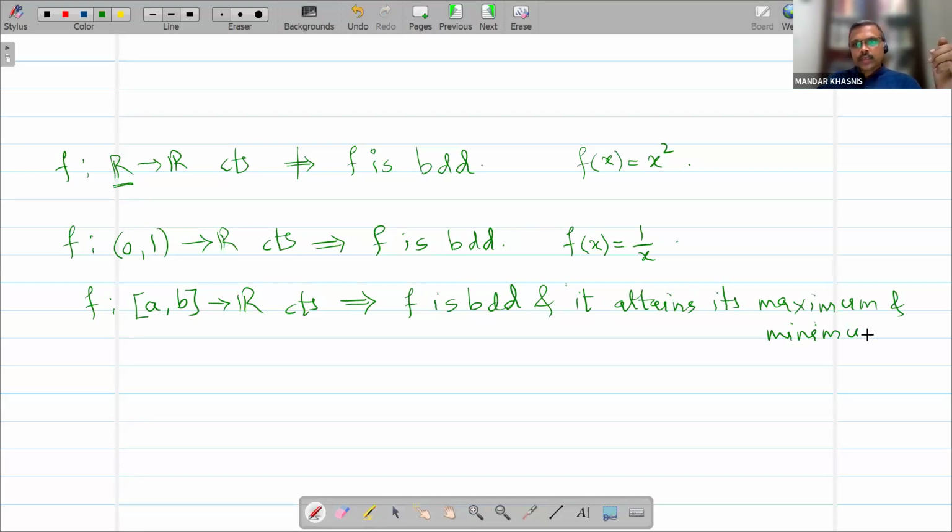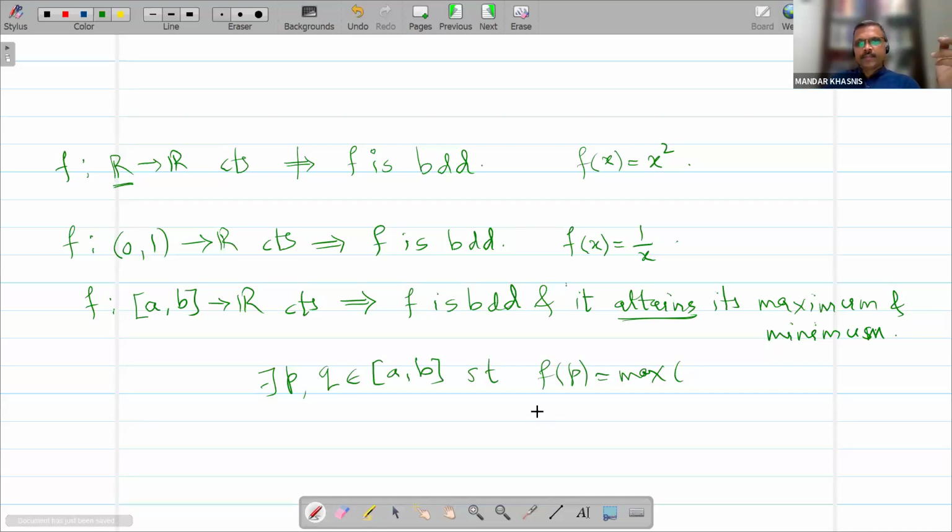Now, what I mean by attains, those who are in TY can definitely tell quickly. What is the meaning of attains? There is a point P and there is a point Q in the domain such that f of P becomes the maximum. I mean, I should say supremum, and f of Q is the, let me be more precise, it attains its supremum.